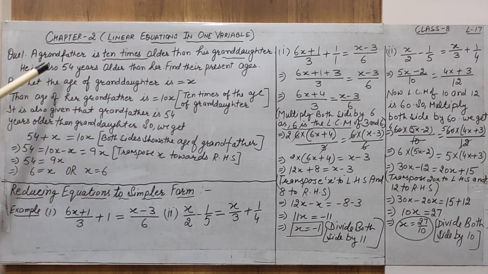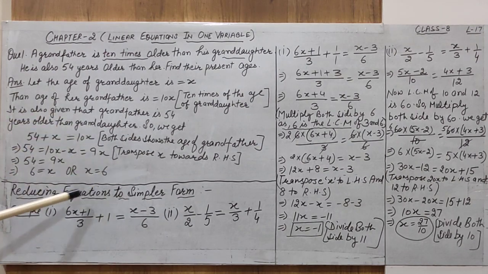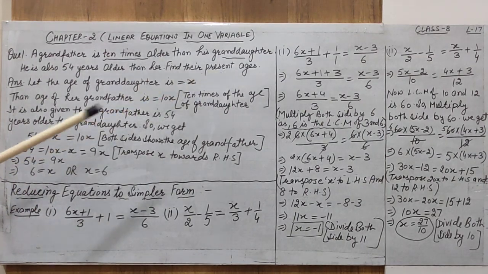Alright. So this is the method that you can use: take the conditions and frame the equations by yourself. Then you have to solve according to the process. Alright. I hope you understand the questions related to ages.